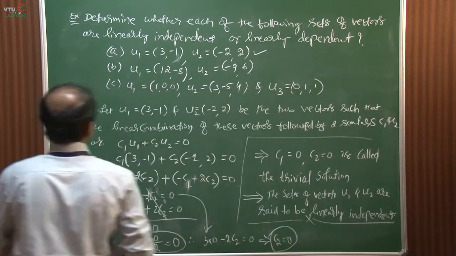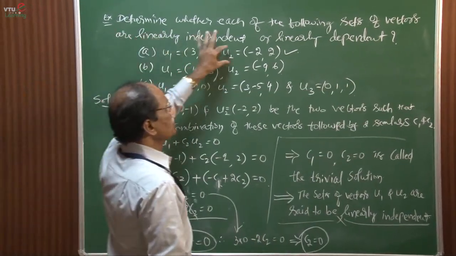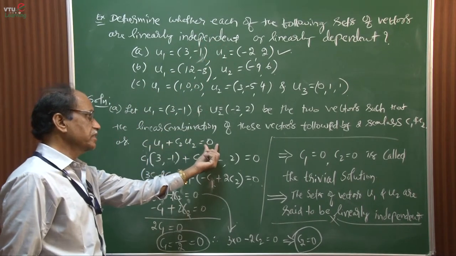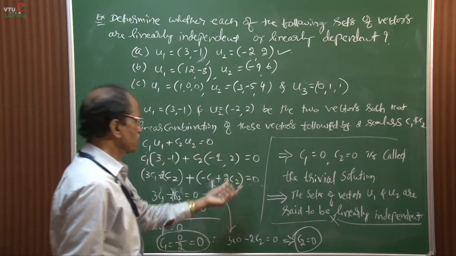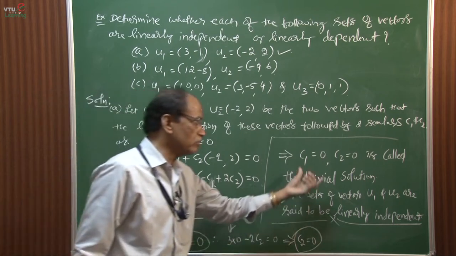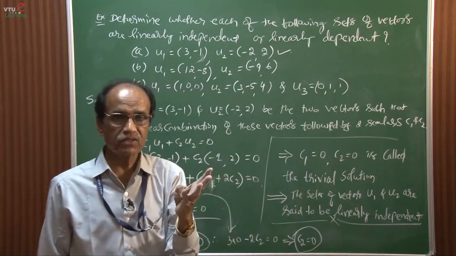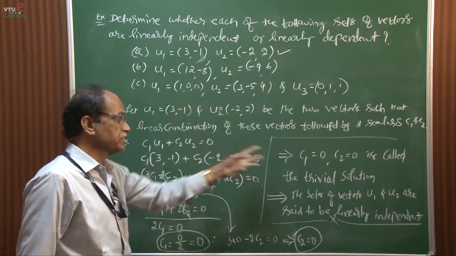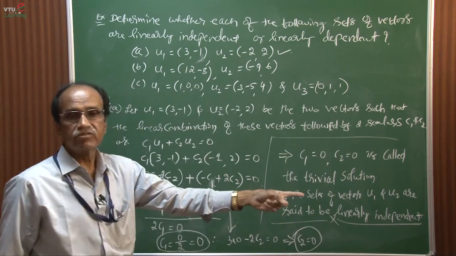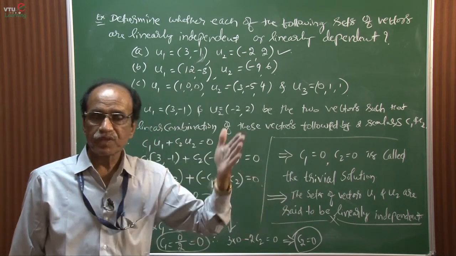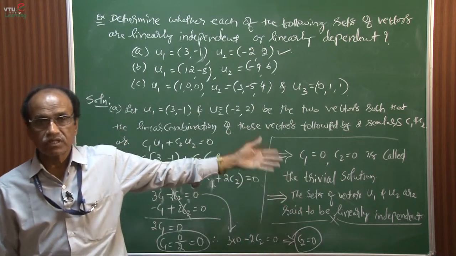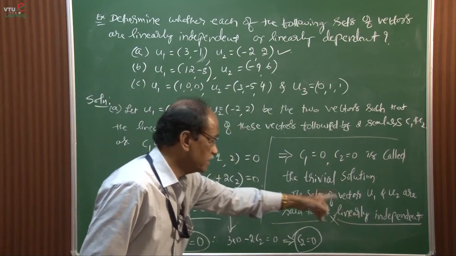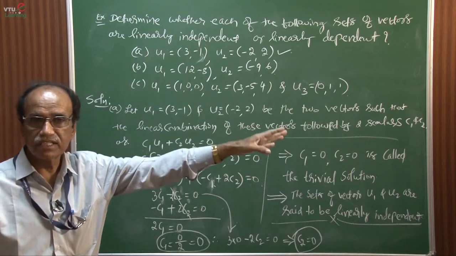I hope the first question is clear. There are two vectors, and we have made a linear combination in this form and equated it to 0. Each coefficient we must equate to 0. As a result, you will get two equations, and solving them, if you get the first scalar as 0 and the second scalar as 0, because there are two vectors and you have attached two scalars, both 0 means it is a trivial solution. Once it is proved to be a trivial solution, the given two vectors are said to be linearly independent. If these two are not 0, then you will say that they are linearly dependent.